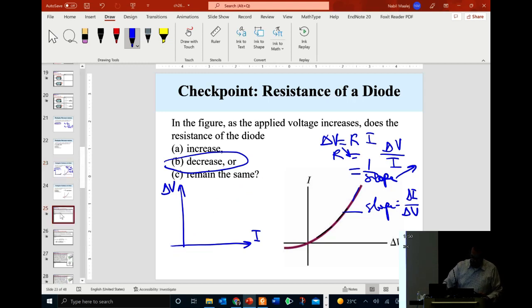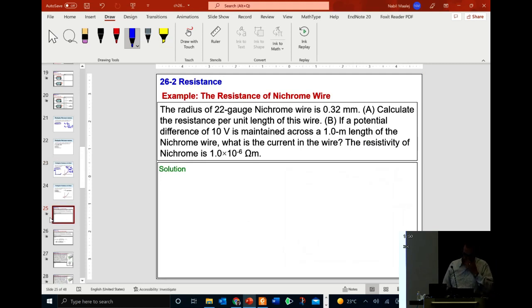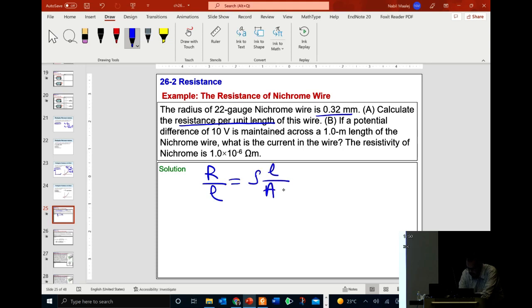Okay, next problem. The radius of a 22 gauge nichrome wire is 0.32 millimeters. Calculate the resistance per unit length of this wire. We know resistance is rho L over A, and we divide by L. So L's will cancel. So this is going to be the resistivity divided by the area, and the resistivity of nichrome wire is given as 1 times 10 to the minus 6.